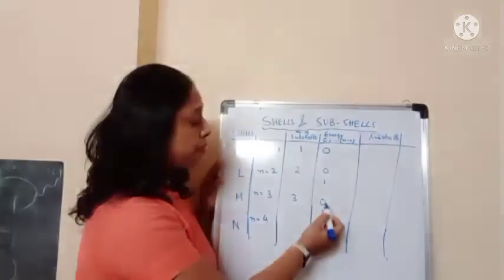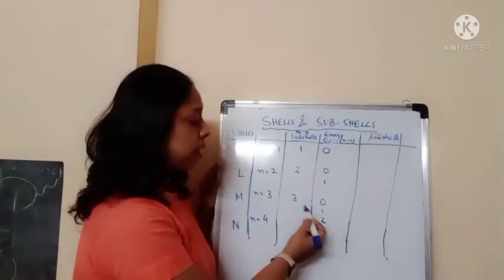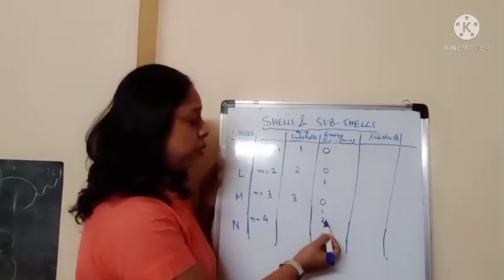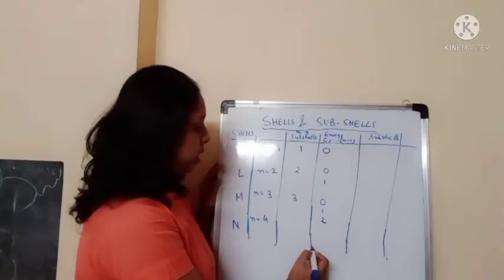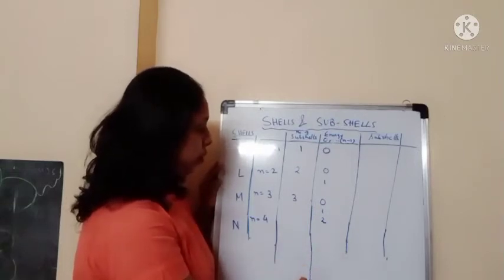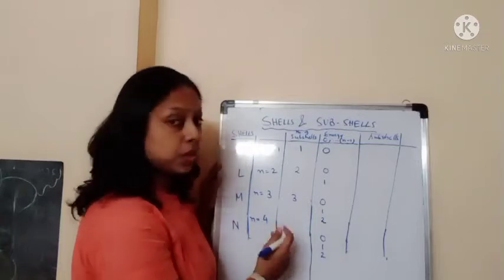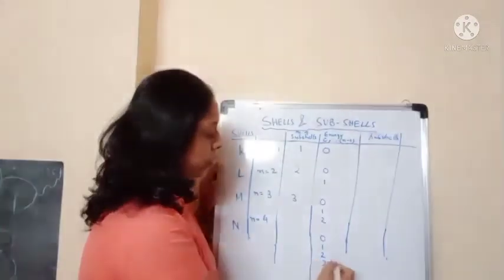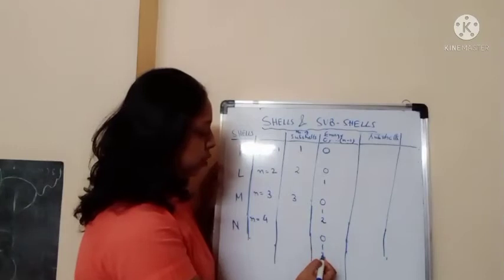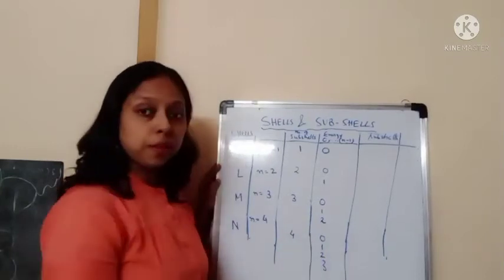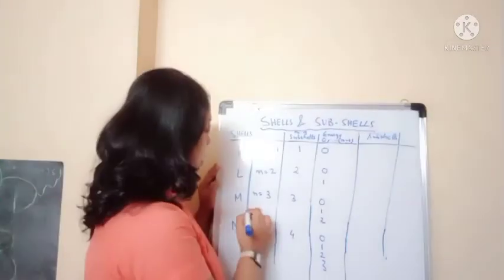So the energy level will be from 0 to n minus 1. Here n minus 1 is 3 minus 1, which is 2, so 0, 1, 2. Similarly, for the fourth shell we will have 0, 1, 2, and 4 minus 1 is 3, so till 3. That means it will have 4 subshells.